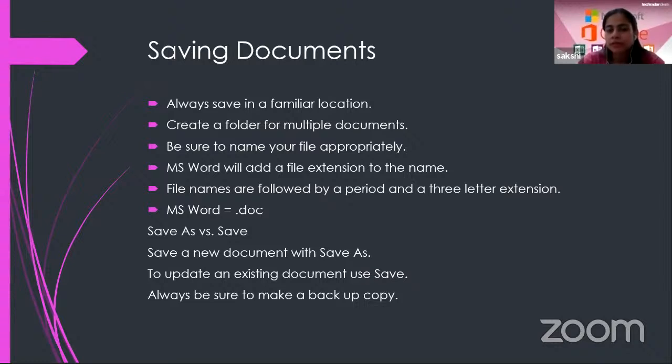MS Word will add a file extension to the name. The default file extension is added when you save the file, that is .doc. File names are followed by a period and a 3-letter extension, that is .doc for MS Word. This extension is only for MS Word, not for Excel, not for PPT. They have different extensions. So for MS Word, it is .doc.